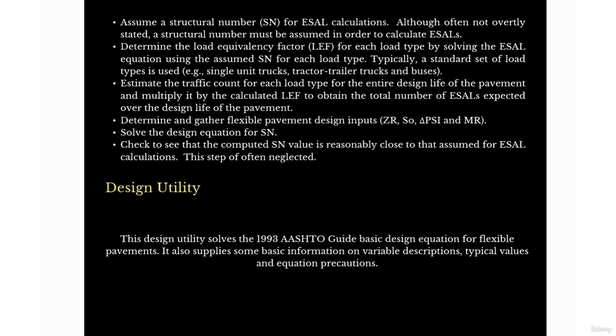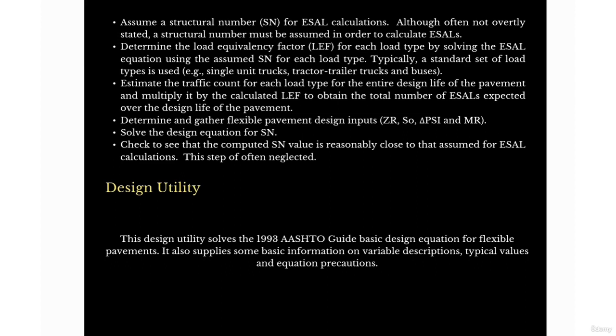Typically, a standard set of load types is used, like a single unit truck or a tractor trailer or a bus, depending on exactly what the road level of service is. Then you estimate the traffic count for each load type for the entire design life of the road and multiply it by the calculated LEF to obtain the total number of ESALs expected over the design life of the pavement. Then you determine and gather the flexible pavement design inputs. Then you solve the design equation for SN. Then you check if your computed SN value is reasonably close to the assumed ESAL calculation. But yeah, that step is often neglected, so you need to remember that.